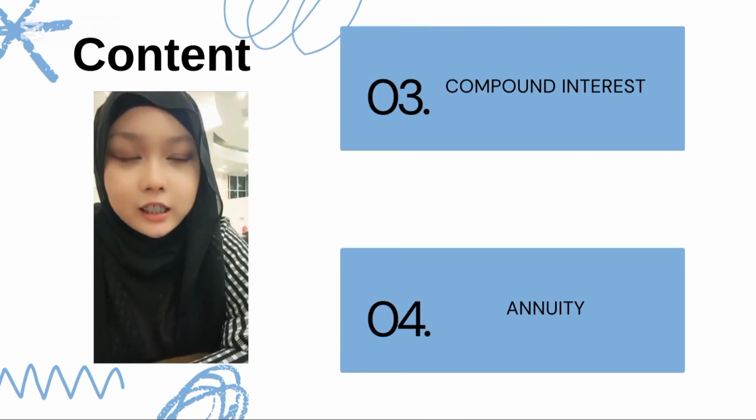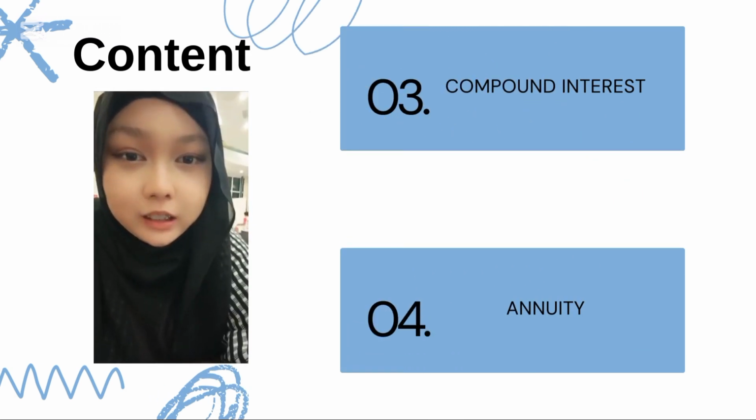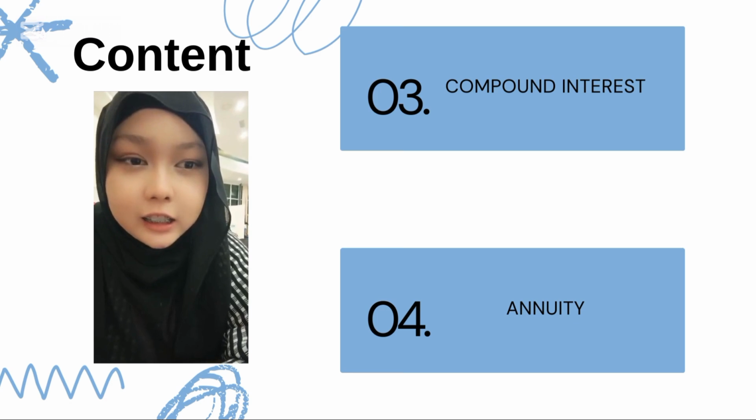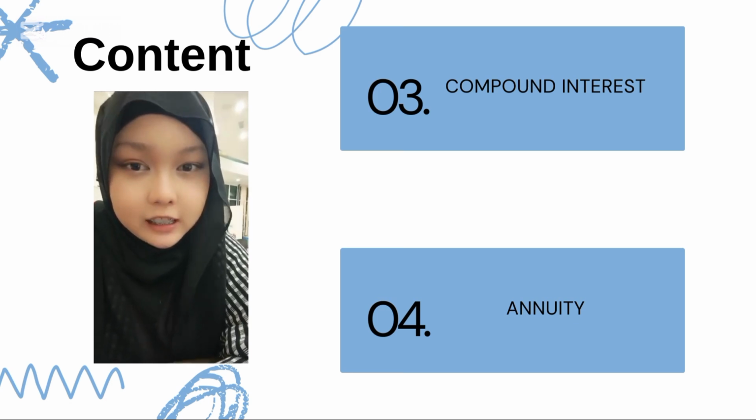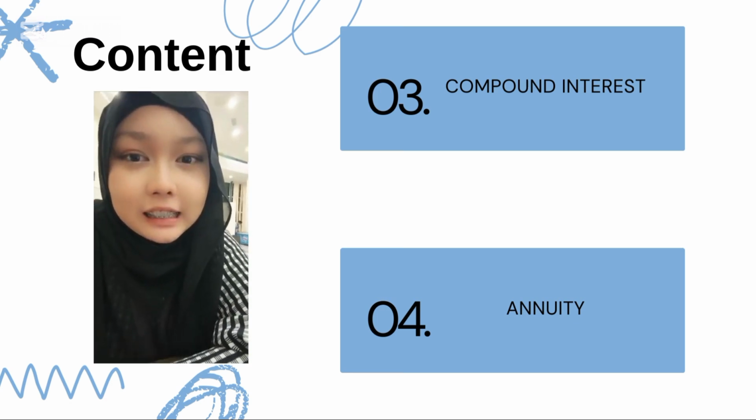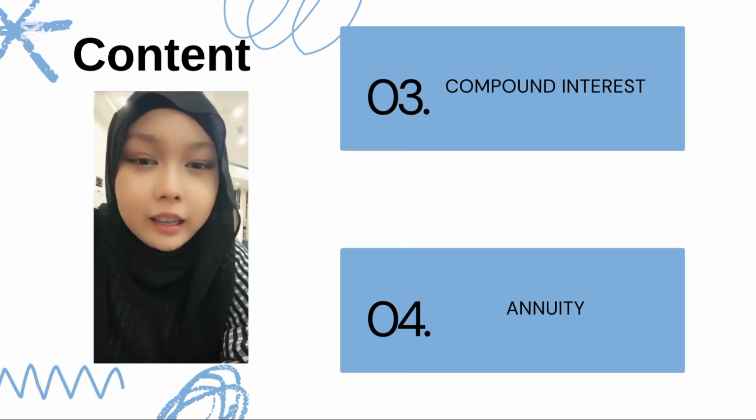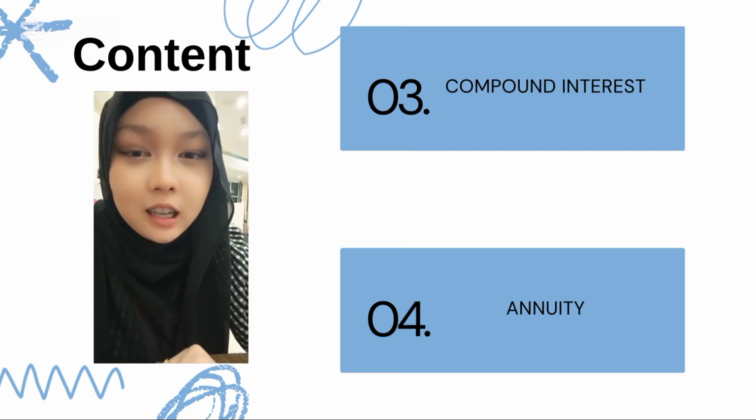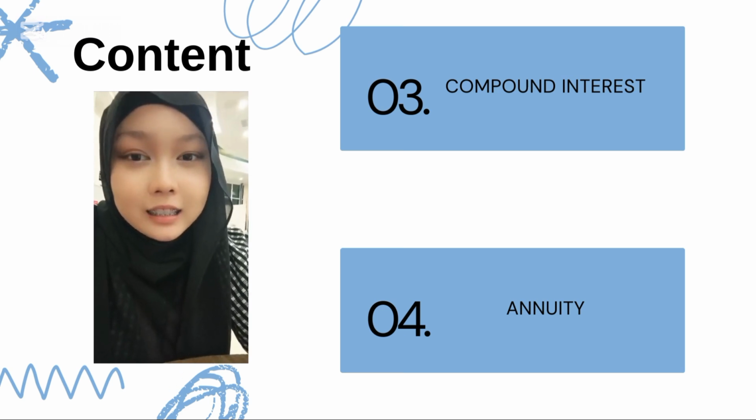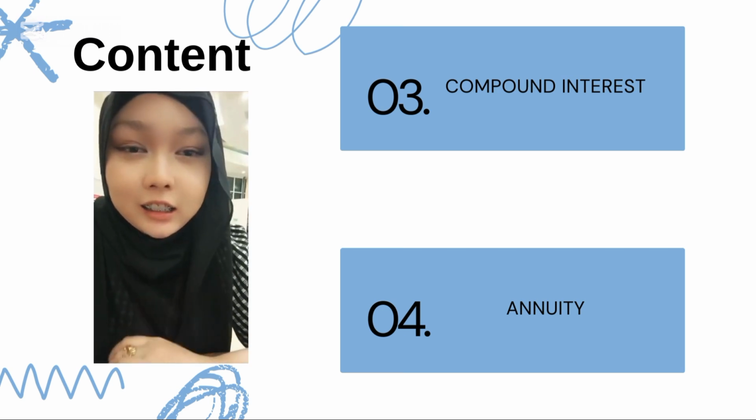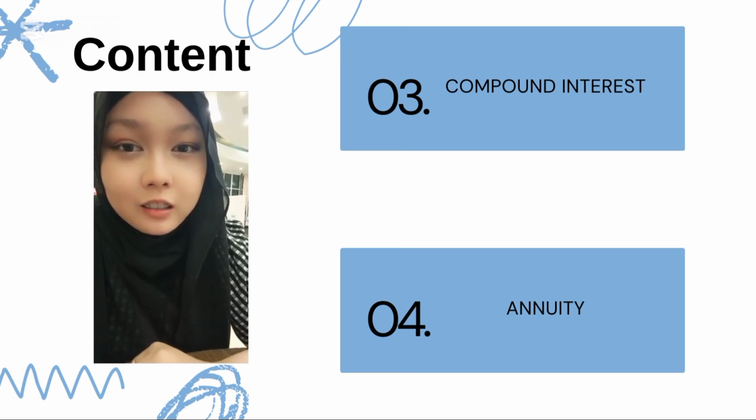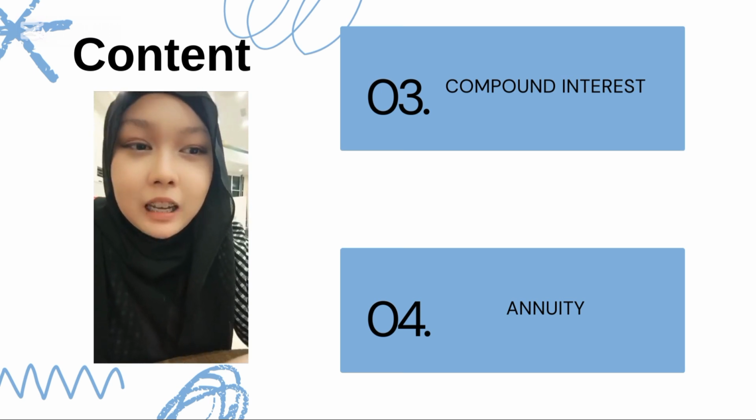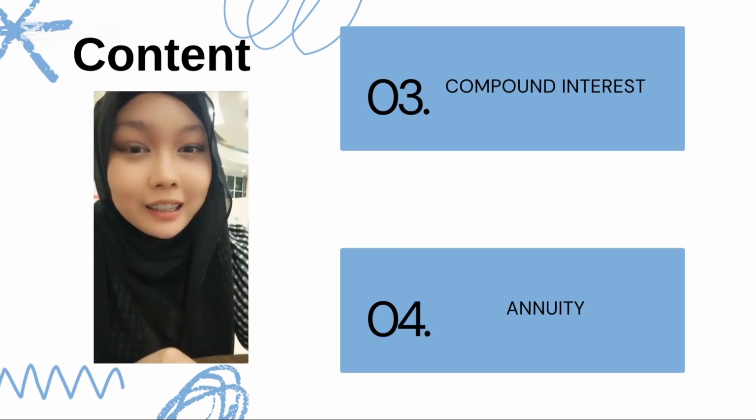I'm excited to take you through this important mathematical concept. Our goal today is to break down the material step by step, making it easier to understand and apply. We will be covering chapter 3 and chapter 4, where chapter 3 is compound interest and chapter 4 is annuity. By the end of this session, you should feel much more confident with the topics presented by us.